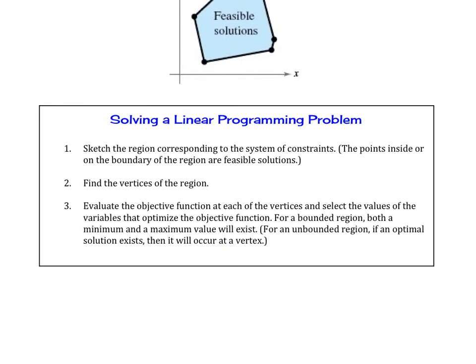We have to sketch the region corresponding to the system of constraints. So we do need to sketch. The points inside or on the boundary of the region are feasible solutions. Then we have to find the vertices of the region. And three, evaluate the objective function at each of the vertices and select the values of the variables that optimize the objective function. For a bounded region, both a minimum and a maximum value exists. And then for an unbounded region, if an optimal solution exists, then it will occur at a vertex.